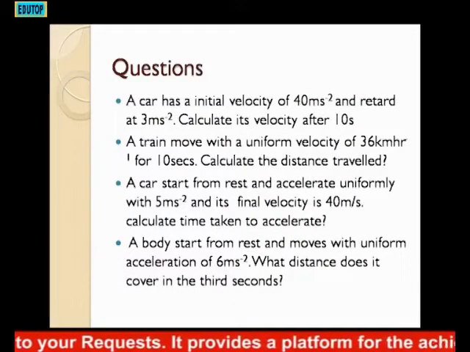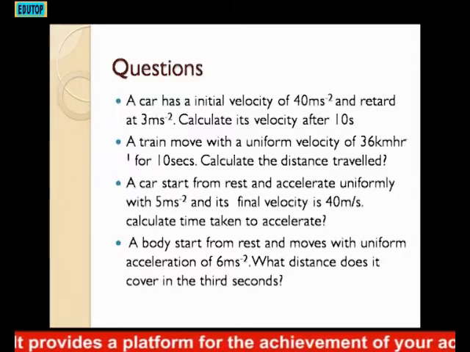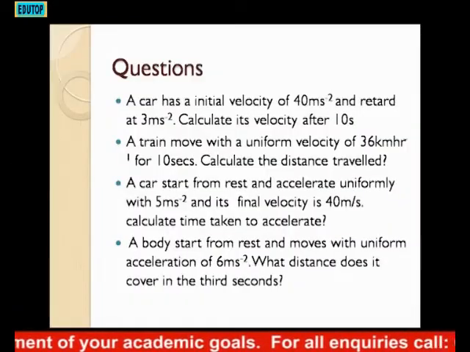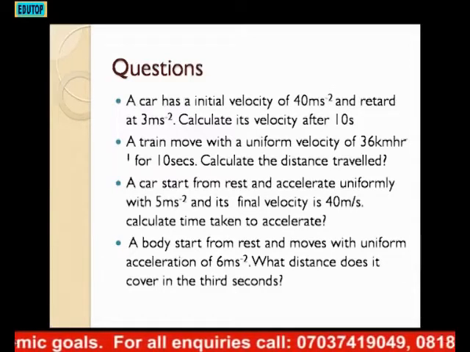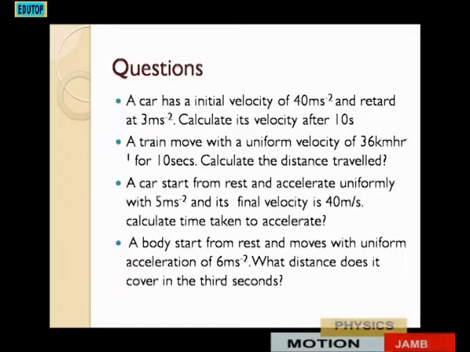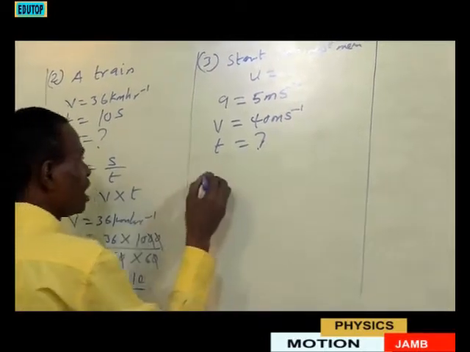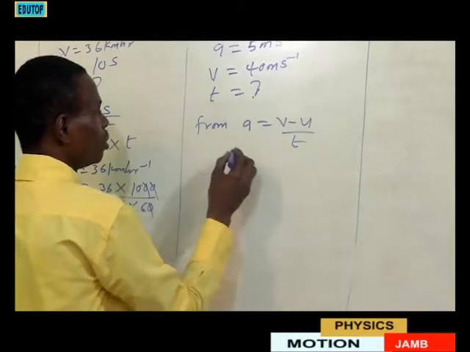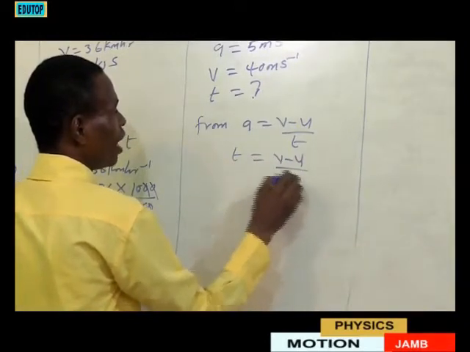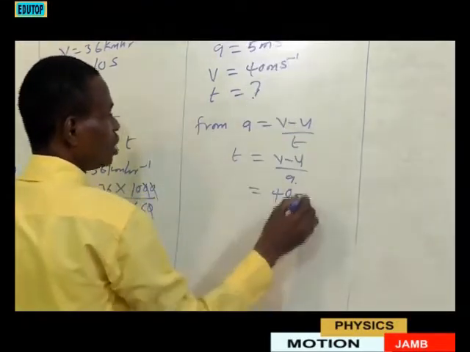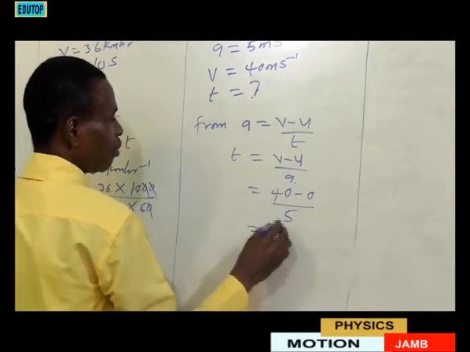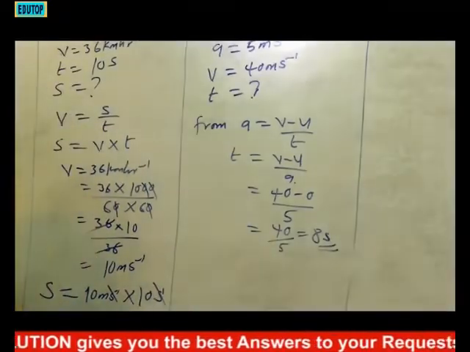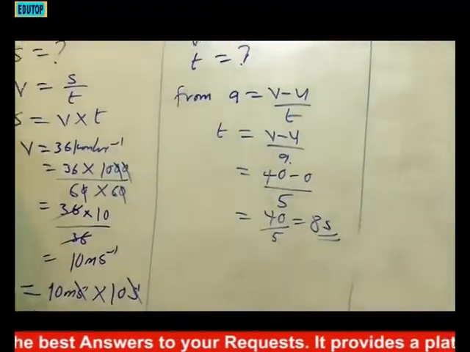So let's consider the question once again. A car starts from rest and accelerates uniformly with 5 meters per second squared, and its final velocity is 40 meters per second. Calculate the time taken to accelerate. What are we doing here? We use A is equal to V minus U over T. We are looking for T. T will now be equal to V minus U over A. Our V is 40. Our U is what? 0. Our A is what? 5. 40 over 5, and what are we having there? 8 seconds. Simple. 8 seconds.